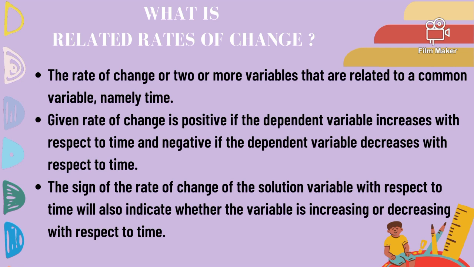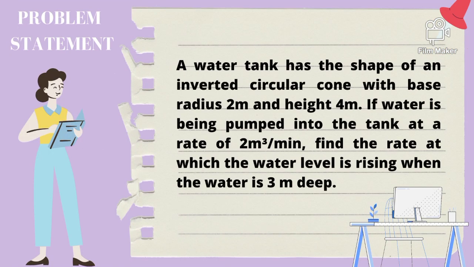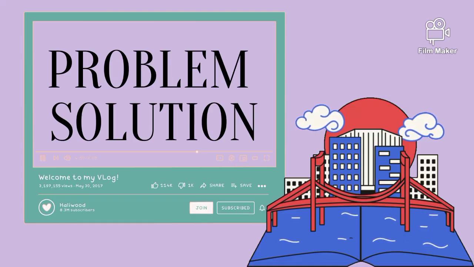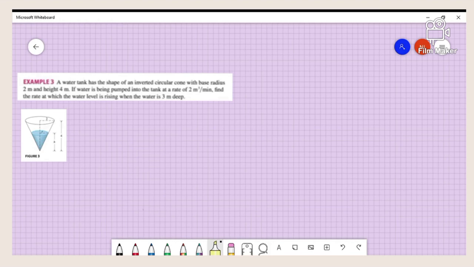Now, we are going to the example question on how we solve the related rates problem. Let's go. So today we're going to solve a problem from Application of Differentiation. So let's look at the example.